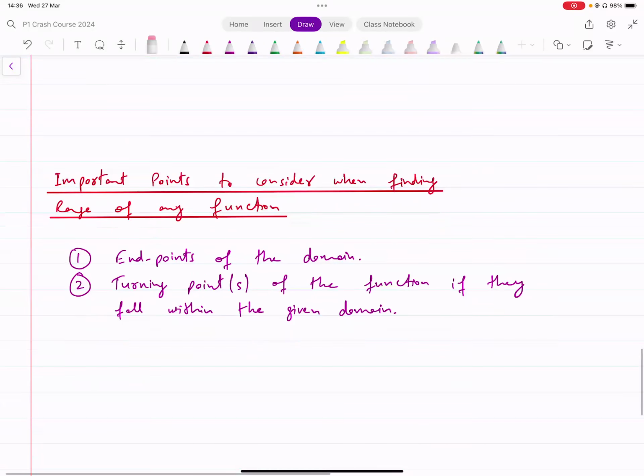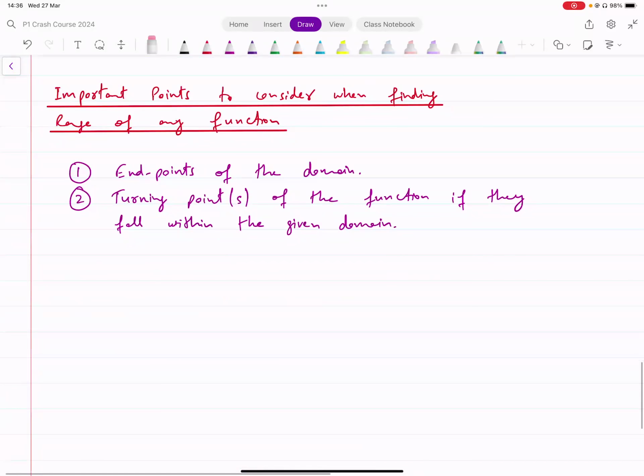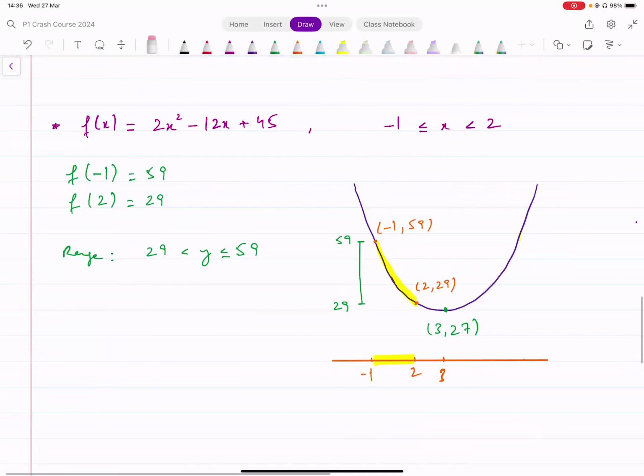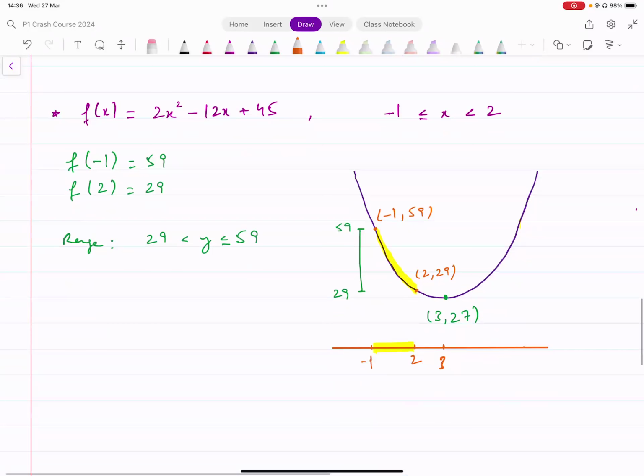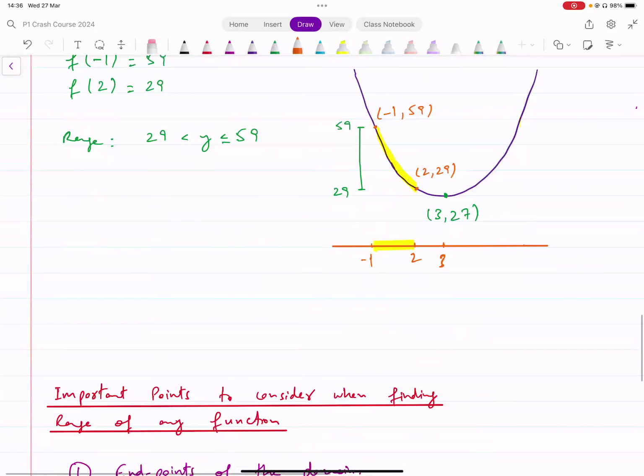It was slightly confusing when you do it the first time. It's slightly confusing because you have to look at the graph and the turning point and see whether the turning point is inside the domain or outside the domain. So it's important to make sure that you spend some time on this, make sure that you understand each of these examples very, very well.